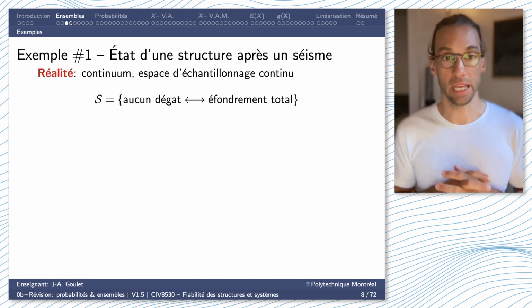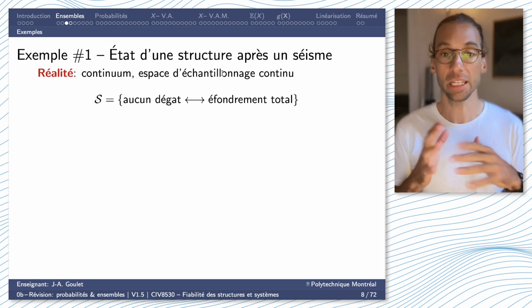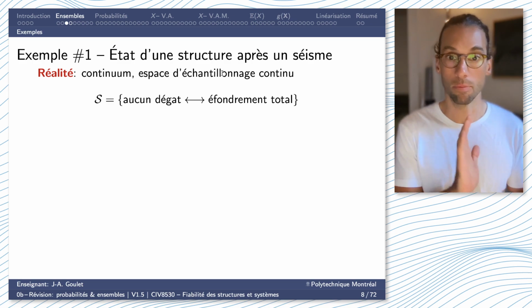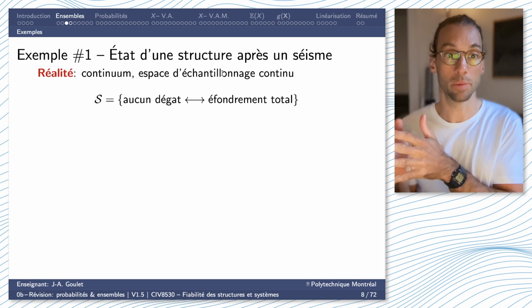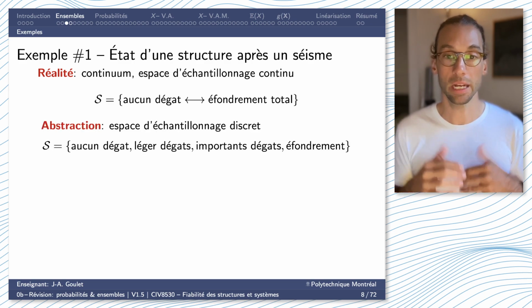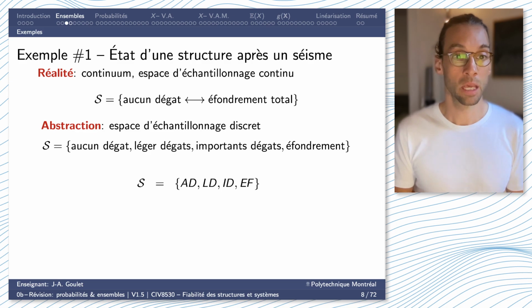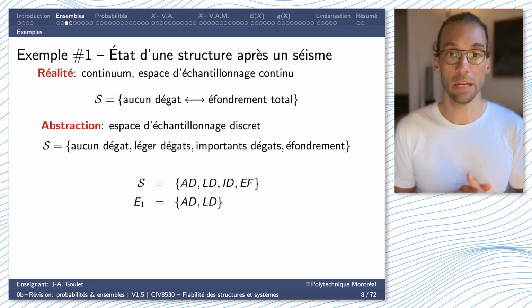Let's look at an applied example. So we have the state of a structure after an earthquake. So the reality is going to be a continuum from a pristine building to a completely collapsed one. This is going to be our sampling space, a continuous one. But we're going to make an abstraction and make it simpler. We're going to discretize this space and say my sampling space is going from no damage at all to complete collapse. And in between, I'm going to have light damage or important damage. So I can shorten these notations to ND, C, LD, ID. I'm going to have 4 possible states in my sampling space.